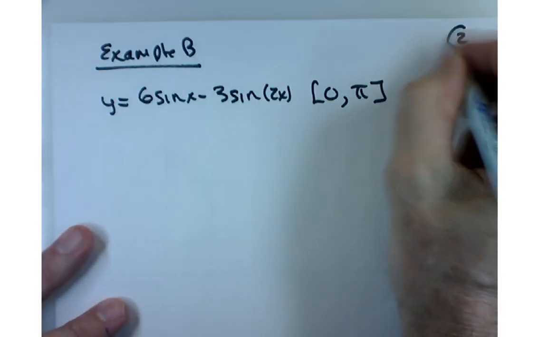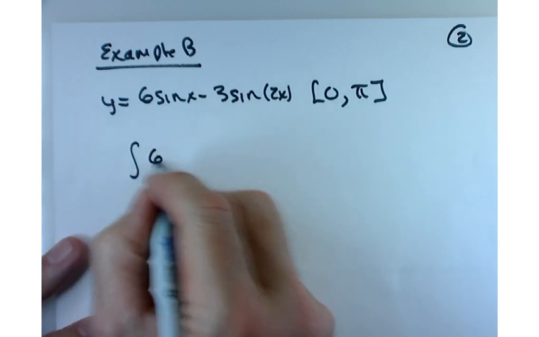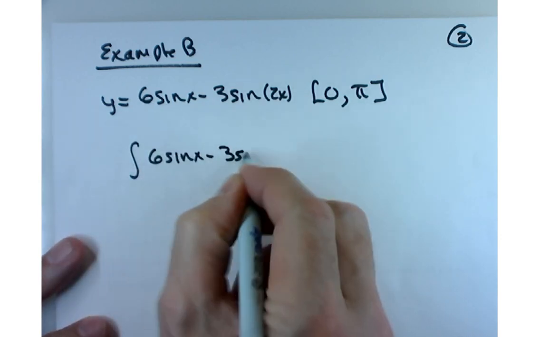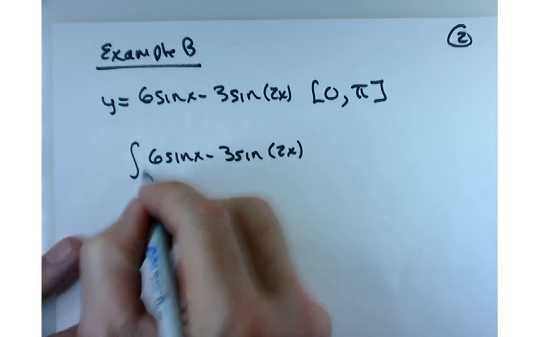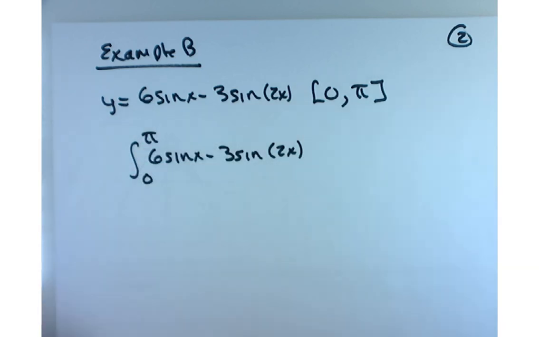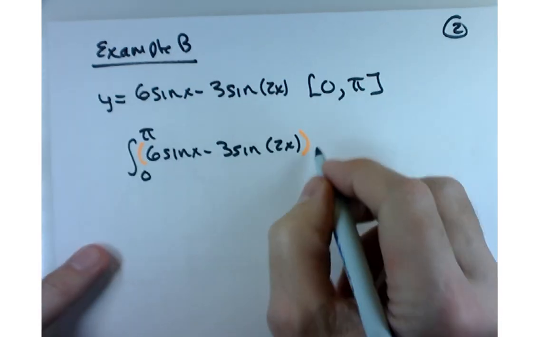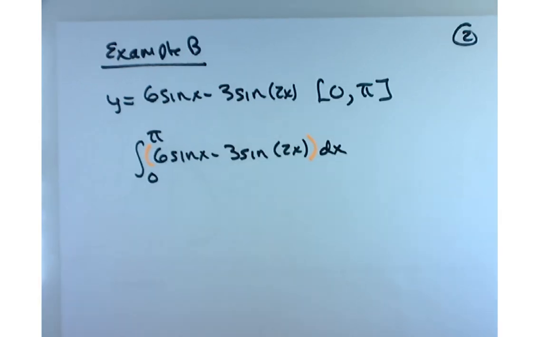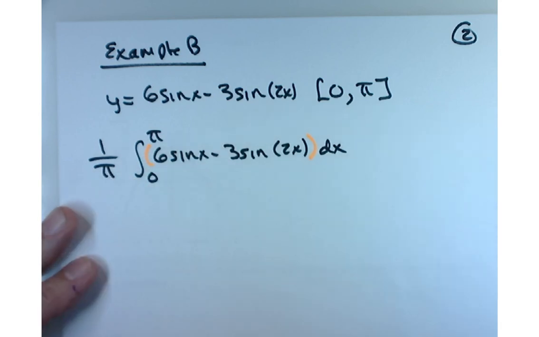So again, kind of a friendlier problem. We're going to integrate this function, 6 sine of x minus 3 sine of 2x, between 0 and pi. Let's not forget the dx here. I do want to see that dx term. There's one last thing that I need. What is it? 1 over b minus a. Yeah. In this case, 1 over pi minus 0. Let's just put 1/pi.